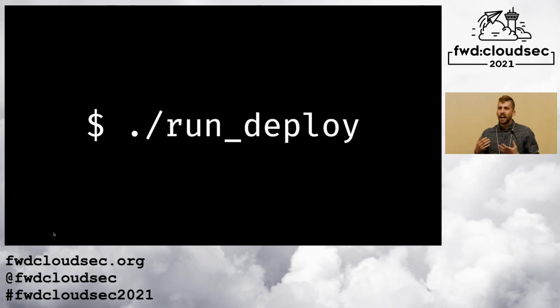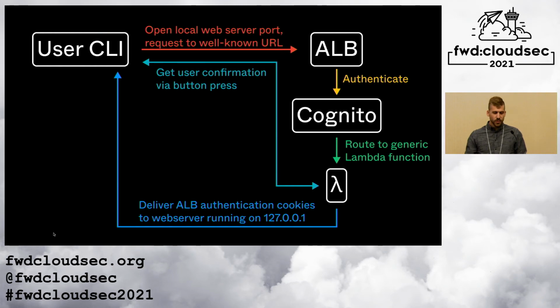And so we thought about how we can make this a smooth experience that, again, users are delighted to use, but still allows them to have a CLI experience. So we set up this interesting flow. A user CLI library that we wrote, a developer of a CLI can just invoke this library. It will open a local web server port running on localhost, and then send the user's browser to a well-known URL at the ALB.